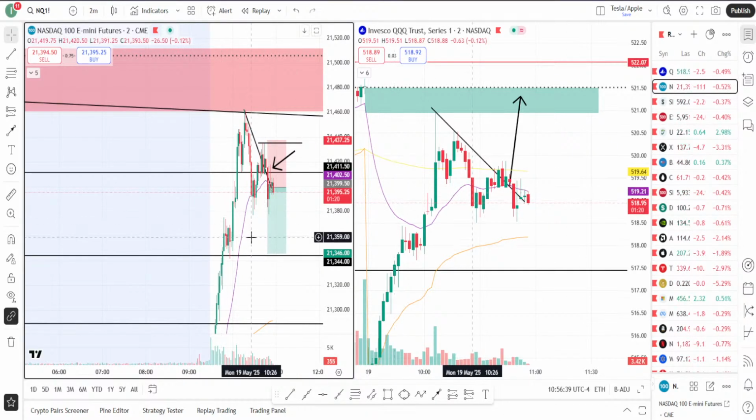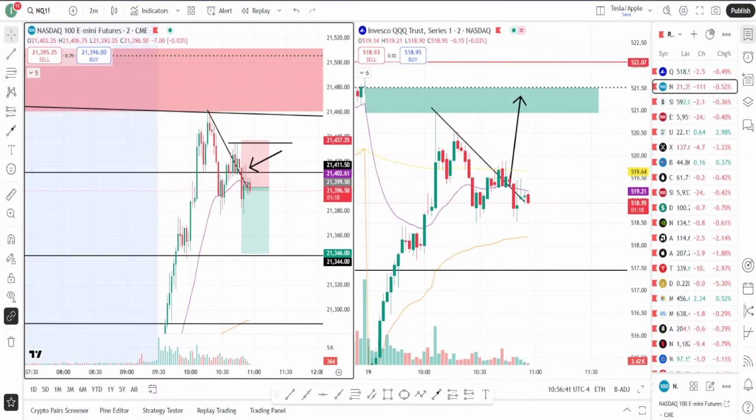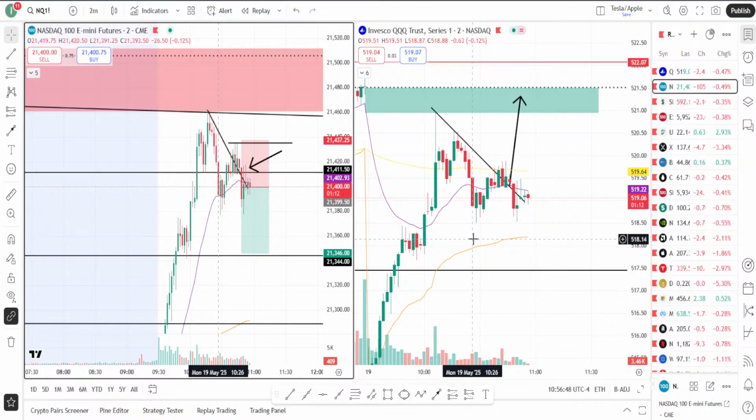Here we go, another push lower. Here we go. Come on, I need sellers to step in. Need sellers to step in.